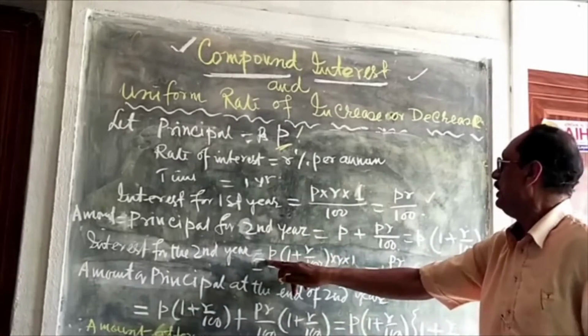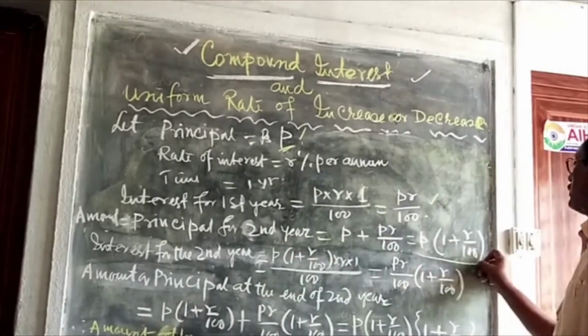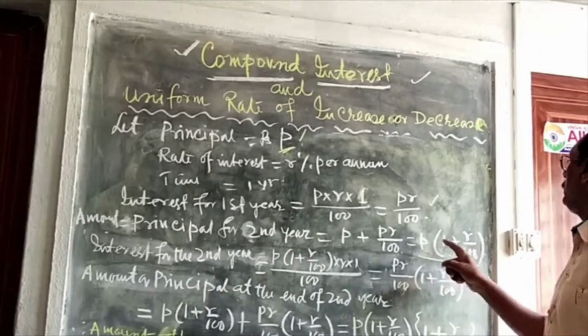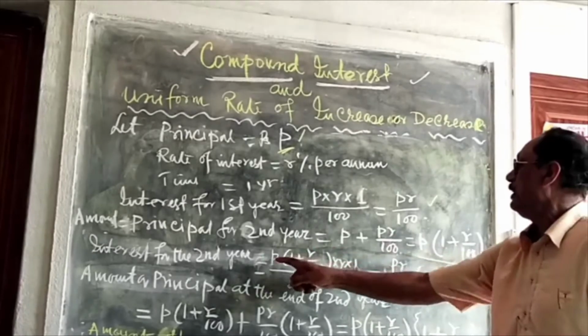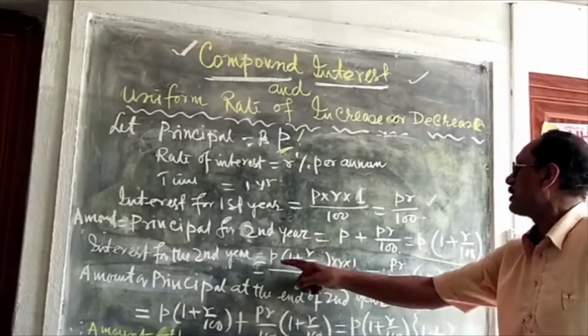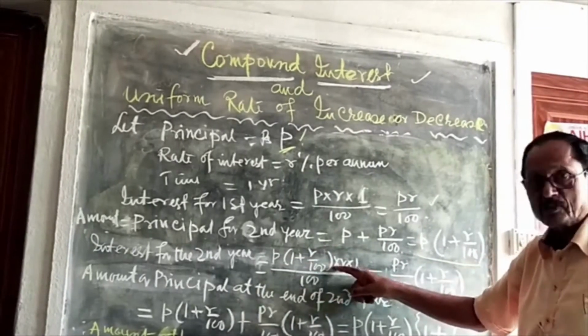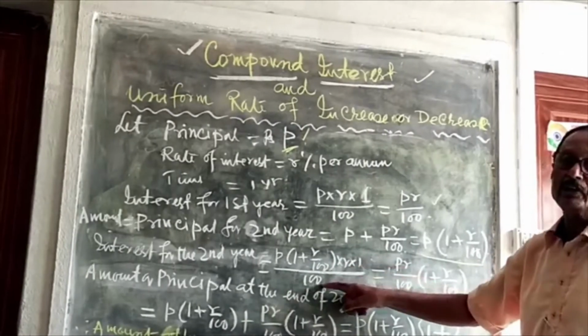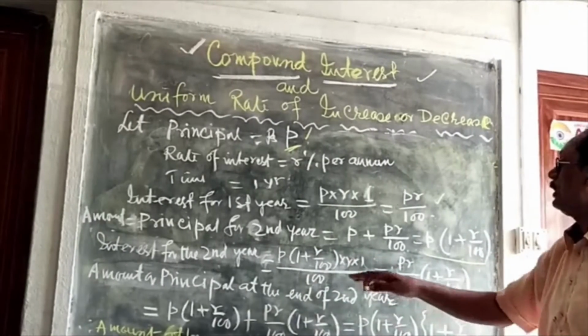That is P into, what is the principal now? This is the principal. That is P into 1 plus R by 100. So P into 1 plus R by 100 as principal, rate is R, time is 1 year, by 100. So after calculating, you are getting this thing.